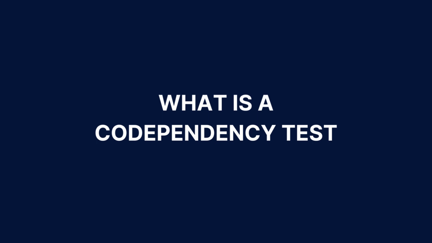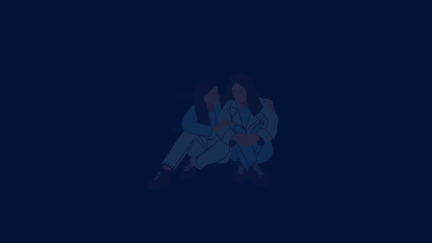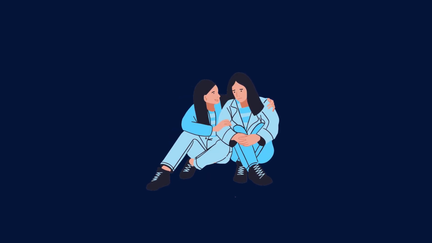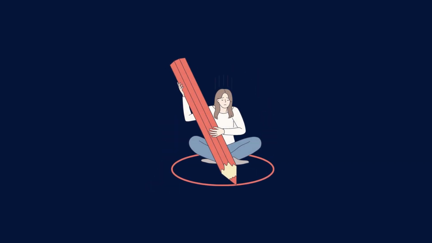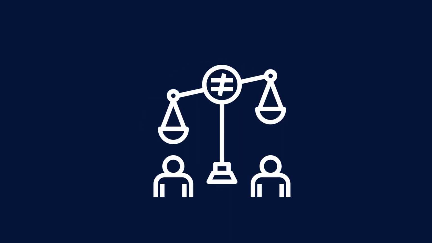What is a codependency test? Codependence is a complex and repetitive behavioural pattern characterised by an excessive focus on meeting the needs of others while neglecting one's own well-being and personal boundaries. This tends to stem from deep-seated emotional issues and unresolved traumas, which create an unbalanced dynamic in relationships.